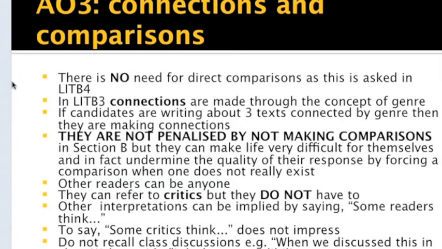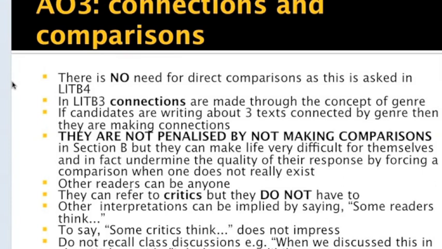And again, to re-emphasise the AO3, connections and comparisons, as I've said before, there's no need for direct comparisons. That's already been done in your coursework. So the connections for your Lit B3 paper are made through the concept of the genre and the question and how it directs you. You are not penalised by not making comparisons, so don't do it thinking that it's a higher level skill and that you will impress. In fact, if you do that in section B, you can often make life very difficult for yourself because some of those texts don't actually compare, and it can impede and undermine the quality of your response by forcing a comparison where one doesn't really exist. But of course, connections will exist in terms of the question.